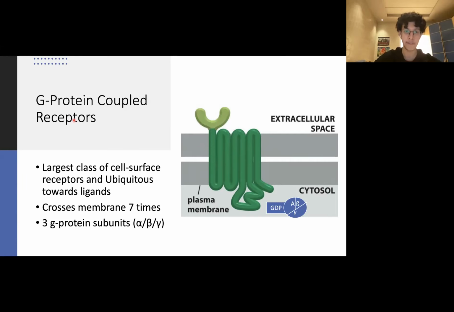Now, the characteristic feature of G protein coupled receptors is the fact that they cross the membrane 7 times. So let's count together. 1, 2, 3, 4, 5, 6, 7. Wow, okay, great. So another feature is that they are coupled with a G protein. So we have this G protein right here. This specific one has 3 subunits, alpha, beta, and gamma. Now the alpha unit is bound to GDP. Okay, GDP, we're going back to GDP.